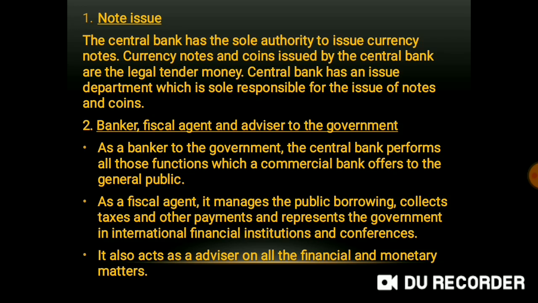The second main function of central bank is banker, fiscal agent and advisor to the government. So the central bank as a banker to the government performs all those functions which a commercial bank offers to the general public. It accepts deposits for the government, it makes payments on behalf of the government, and sometimes the central bank of the country also advances short-term loans to the government to meet the deficit in the budget. So in this way it acts as a banker to the government.